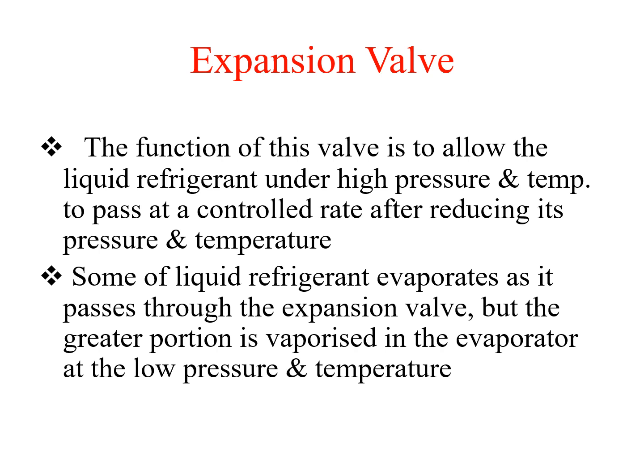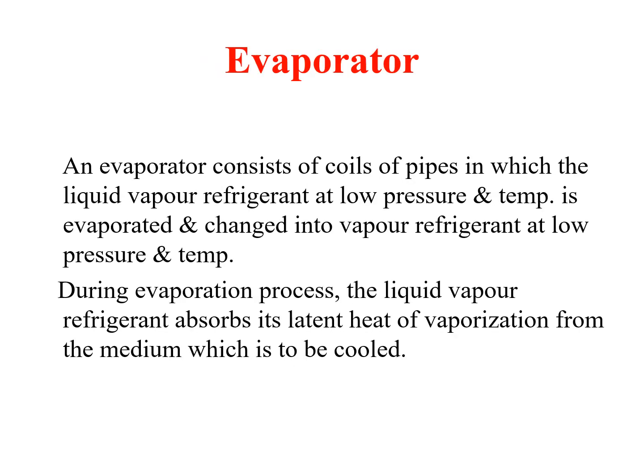Some of the liquid refrigerant evaporates as it passes through the expansion valve, but the greater portion is vaporized in the evaporator at the low temperature and pressure. So the evaporator consists of coils of pipes in which the liquid vapor refrigerant at low temperature and pressure will be evaporated and converted into vapor refrigerant at low pressure and temperature. During this evaporation process, the liquid vapor refrigerant absorbs its latent heat of evaporation from the medium which is to be cooled.